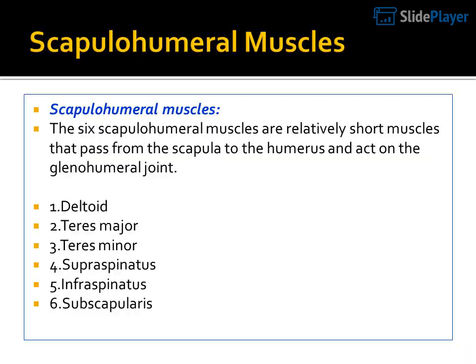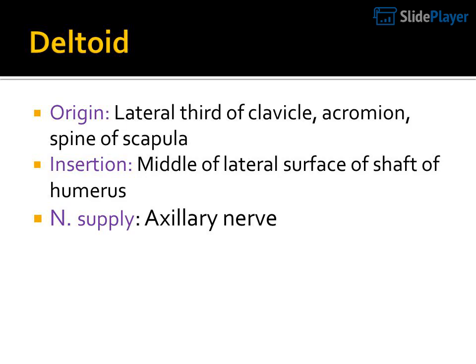Supination. Scapulohumeral muscles. The 6 scapulohumeral muscles are relatively short muscles that pass from the scapula to the humerus and act on the glenohumeral joint. 1. Deltoid. 2. Teres major. 3. Teres minor. 4. Supraspinatus. 5. Infraspinatus. 6. Subscapularis.